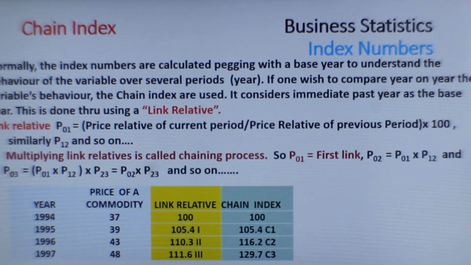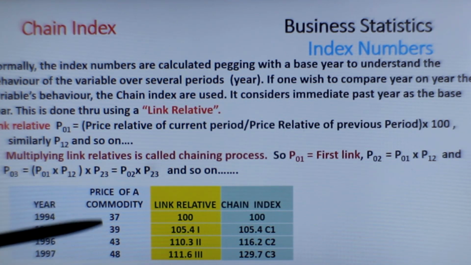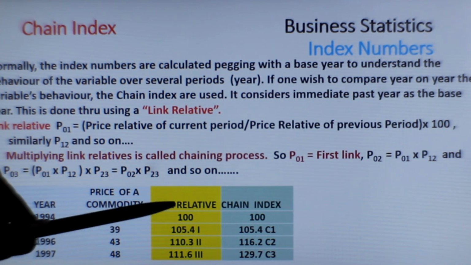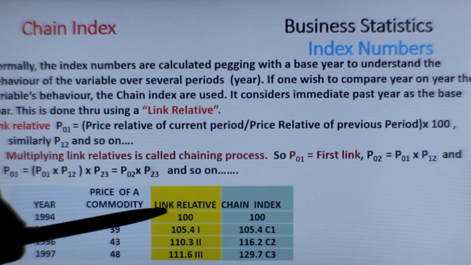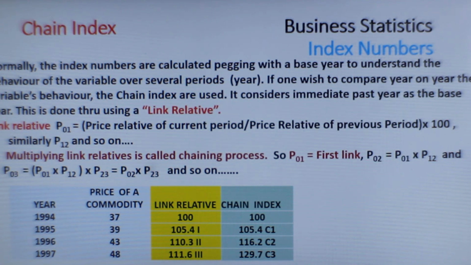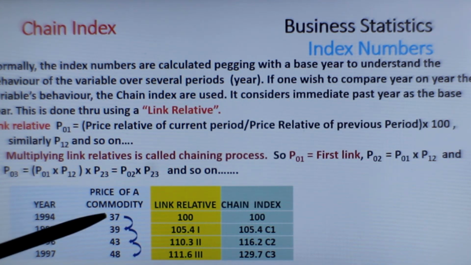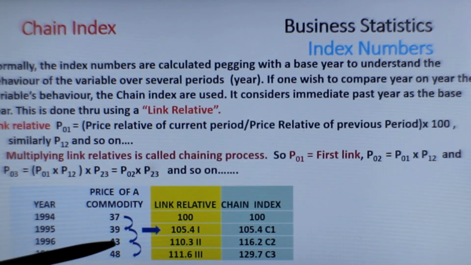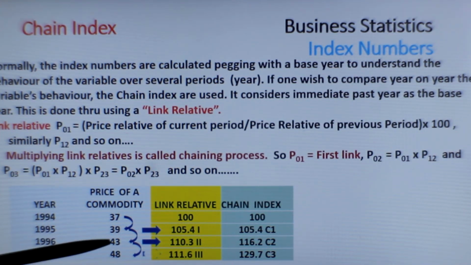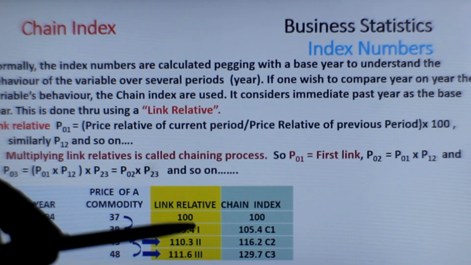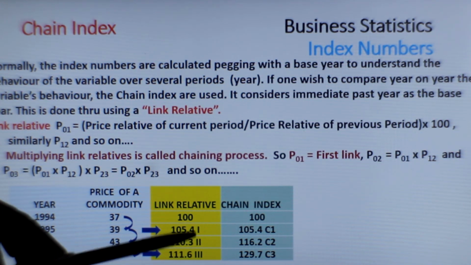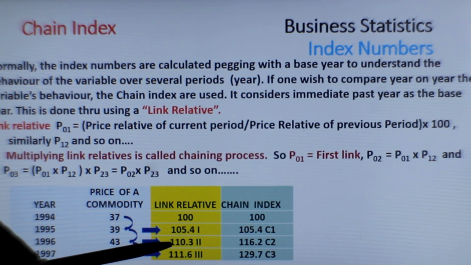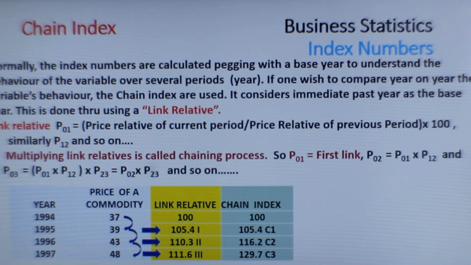So this is a typical example of 4 years where the price of commodity A is taken and the link relatives start with 1994 as the base as 100. So what you do is that you relate 39 and 37, 43 and 39, 48 and 43, and these are all the link relatives. Now this is called the first link relative, this is the second, and this is the third link relative. Now use this and calculate the chain index.